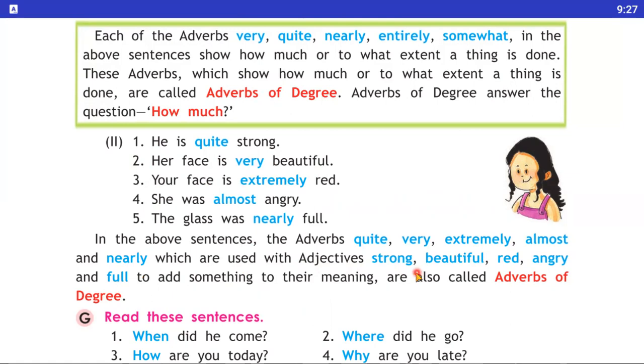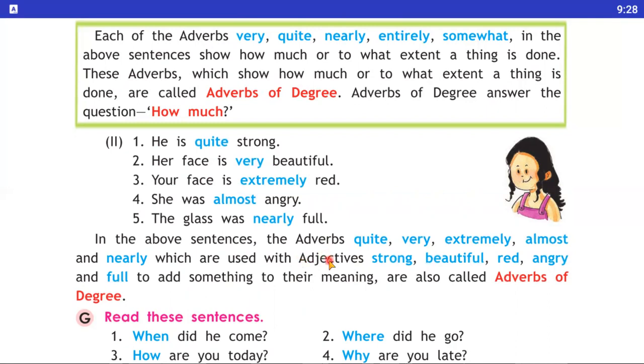Yes, student, in the previous chapter we learned about the adjectives. What are the adjectives? The adjectives describe और qualify the noun और pronoun. जो adjectives होते हैं वो क्या करते हैं? Describe किसको करते हैं? Noun और pronoun को. और जो adverbs होते हैं वो किसको qualify करते हैं? Verb को. So here the difference is clear between adverb and adjective.